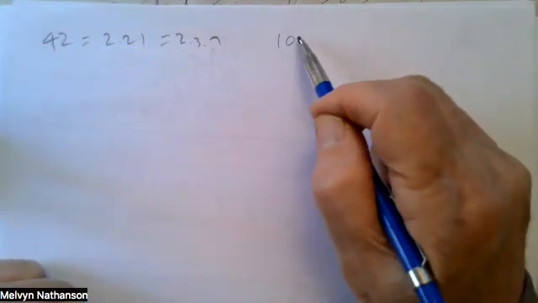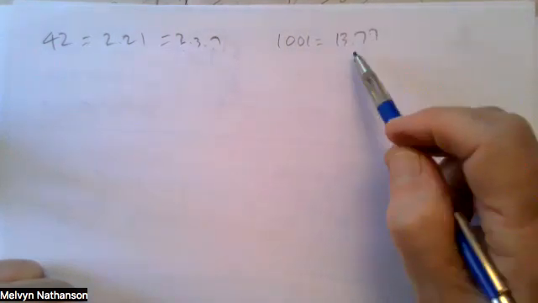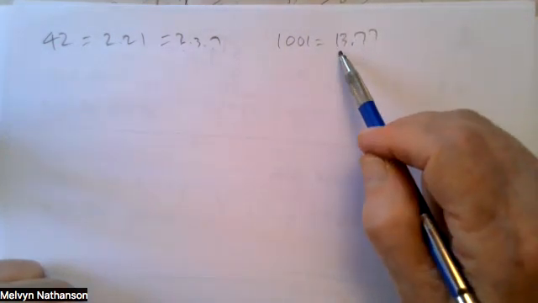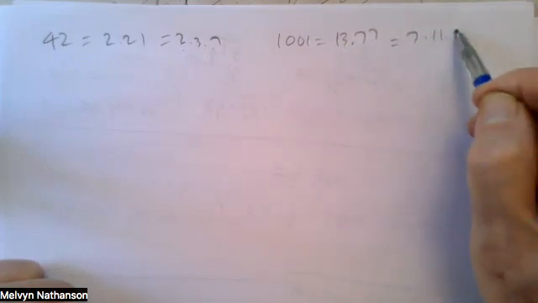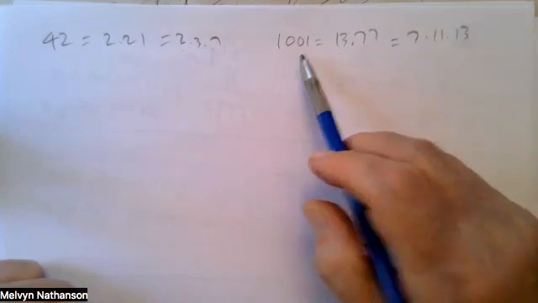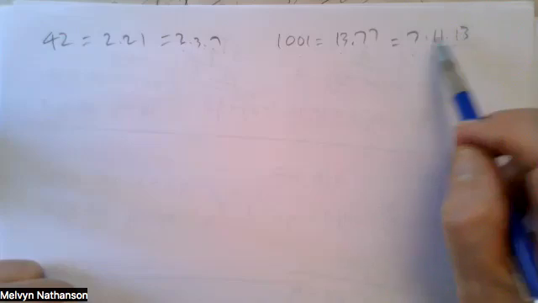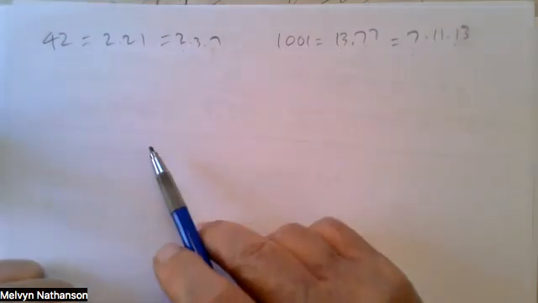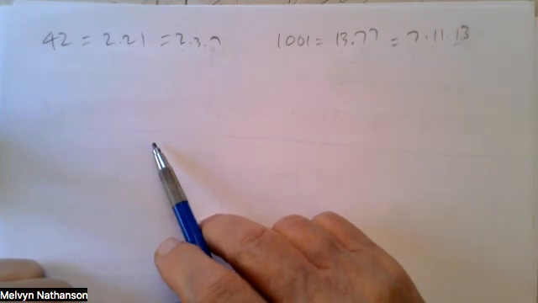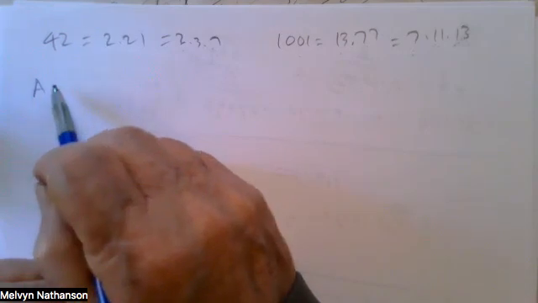Or we saw before that 1001 was 13 times 77. 13 I can't factor, but 77 is 7 times 11. So 1001 is 7 times 11 times 13. And these are all numbers that don't factor: 7, 11, 13, 2, 3. They're called prime numbers.